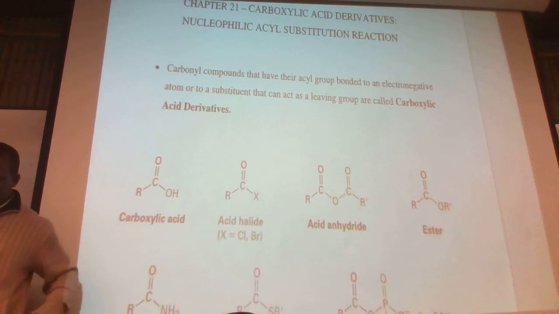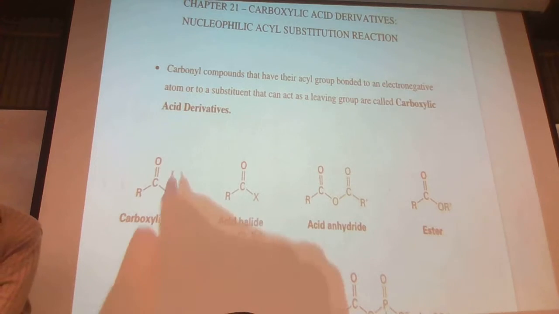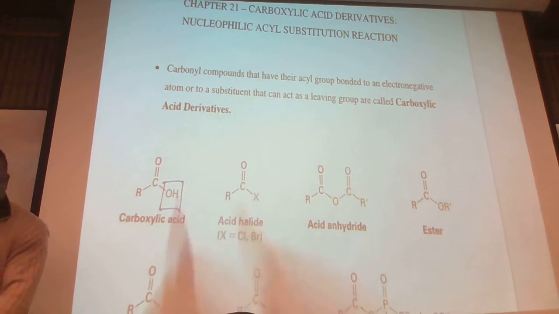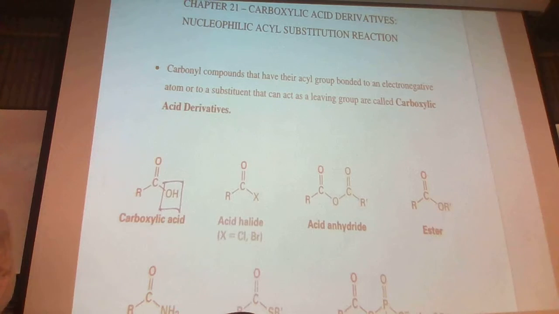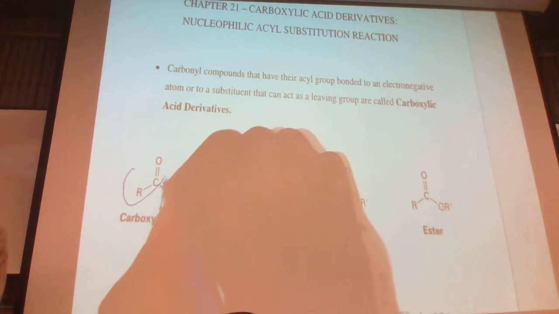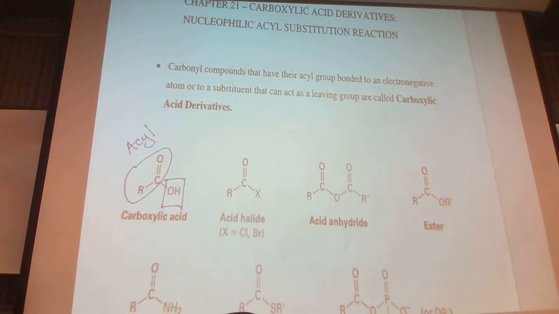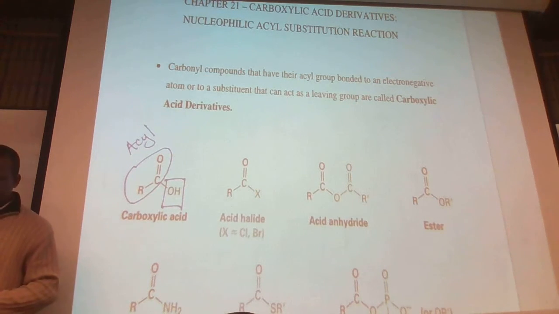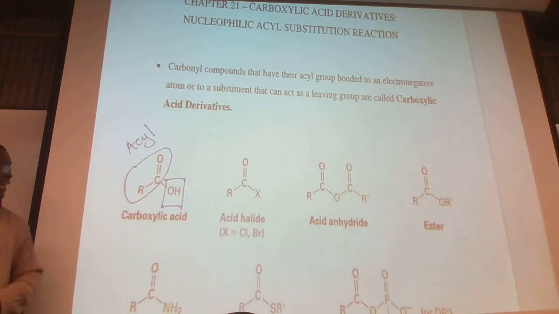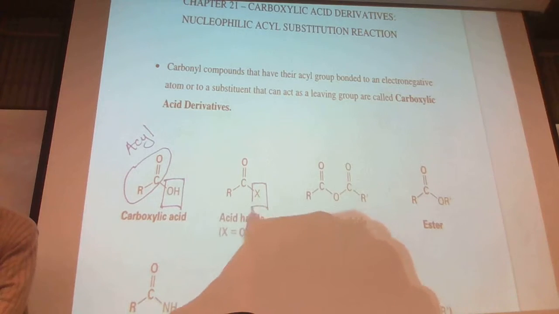What are carboxylic acid derivatives? Well, if you have a carboxylic acid, that carboxylic acid has an OH functional group connected to the acyl group. Remember, we call this the acyl group. So that's a carboxylic acid. Basically, you can change or manipulate that OH functional group to other functional groups. Okay? So when you change that OH to any other functional group other than OH, it becomes a derivative of the carboxylic acid.